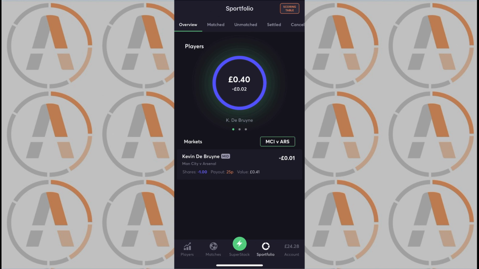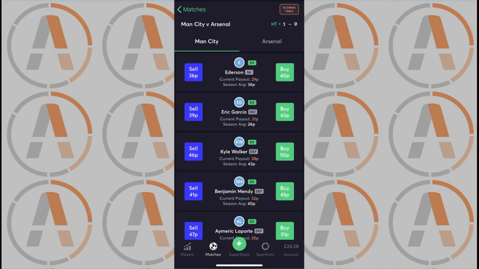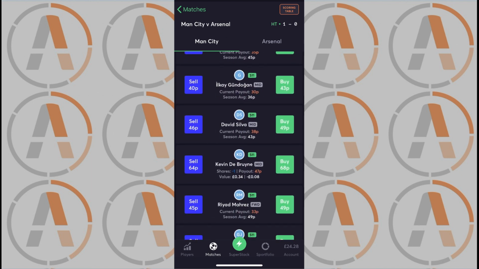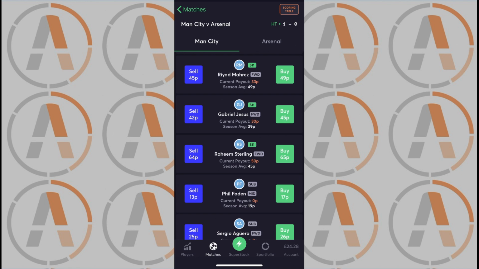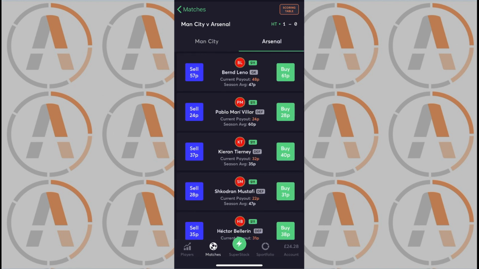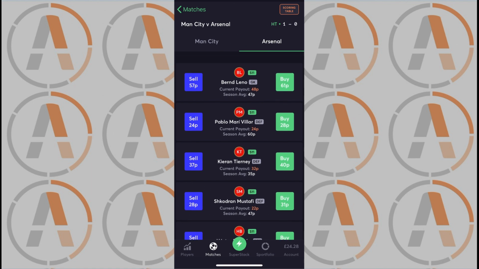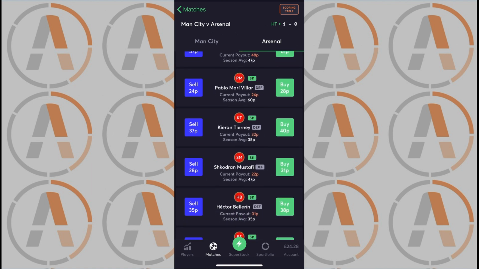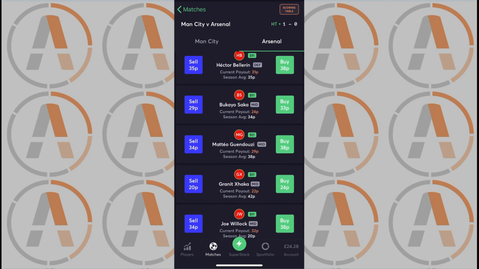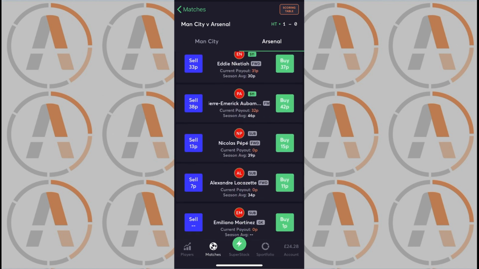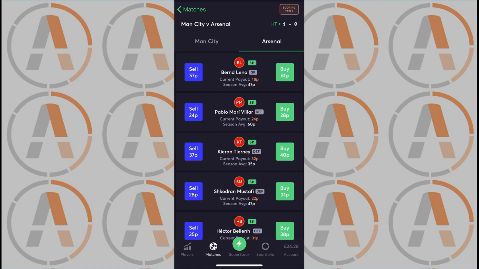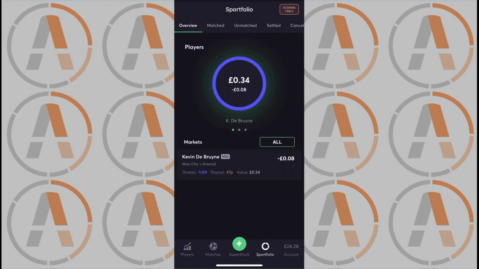So let's fast forward to half time, and as you can see, the players' prices have changed as people have placed trades and their payouts have also updated. So Kevin De Bruyne's prices are now 64 and 68p respectively, which is awful news for us. Moving across to our portfolio, we can see that we are down 8p, which is the 58p sell price minus the midpoint, which is currently 66p.